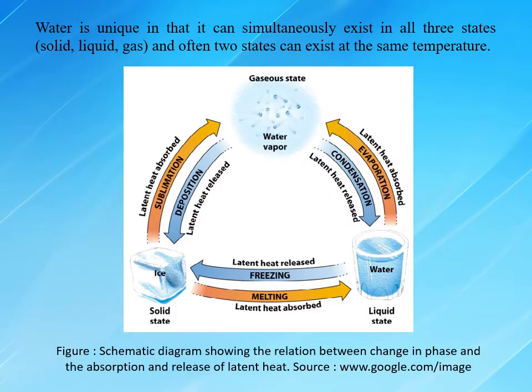Now, water is a unique thing. It can simultaneously exist in three states, that is solid, liquid, and gas. And the most interesting thing is that often two different states of water can coexist at the same temperature. So you can see from this simple diagram that water requires some amount of heat to be evaporated or to go into the gaseous condition. Then from gaseous condition, again, it has to cool down and condense to form water. If we cool down water further below freezing point, then it forms solid, that is the ice. And from ice, by increasing temperature, it melts and forms liquid.